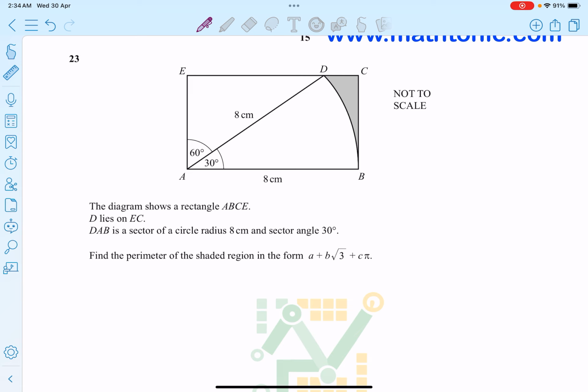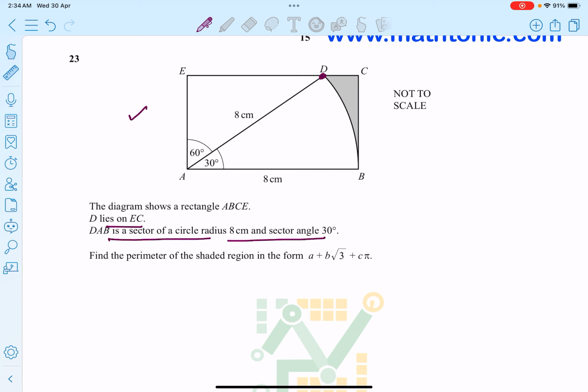Next question is given. The diagram shows a rectangle ABCE. D lies on EC. You can see here, DAB is a sector of a circle of radius 8 centimeter and angle.